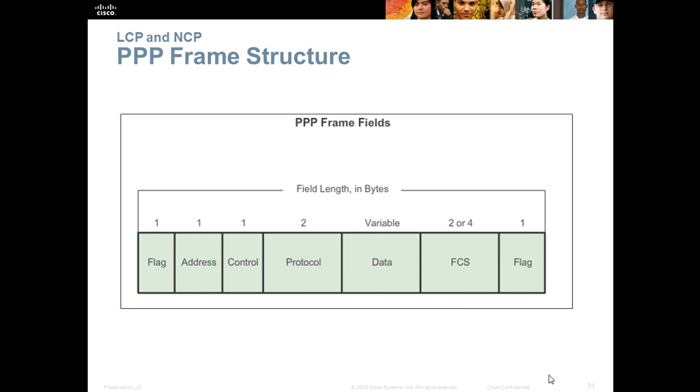This is the structure of a PPP frame. We have the flag field, address field, control field, protocol field, data, and frame check sequence, or FCS, and the frame terminates with the flag field.